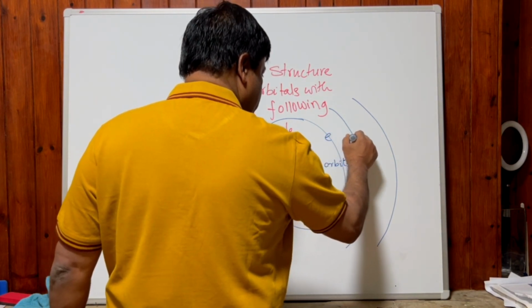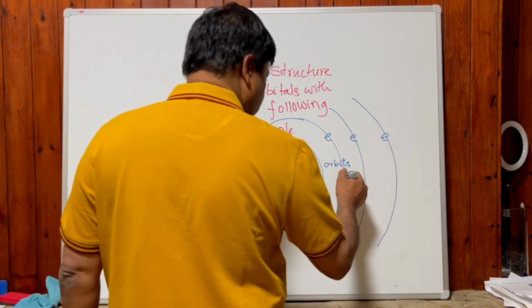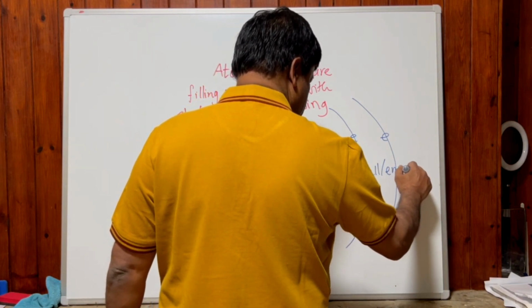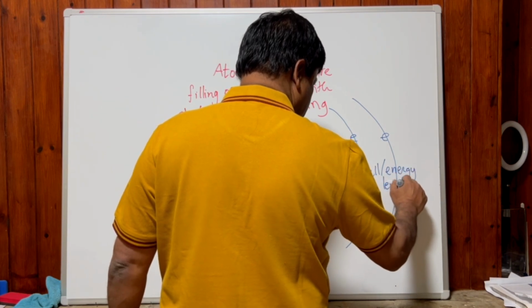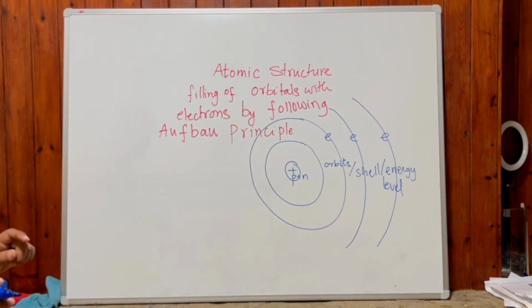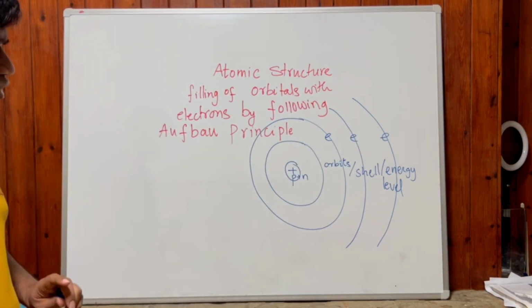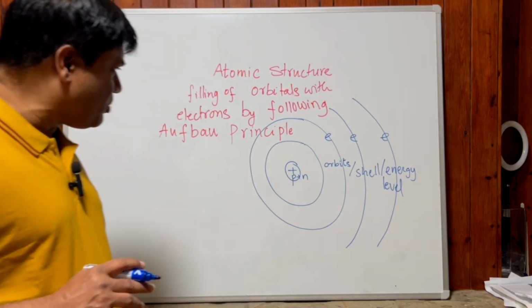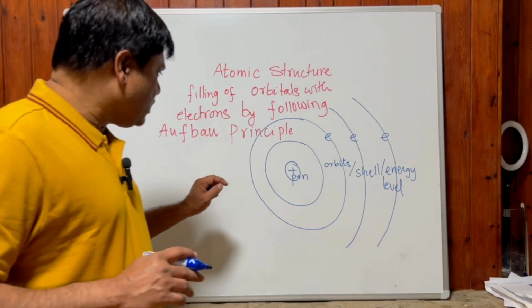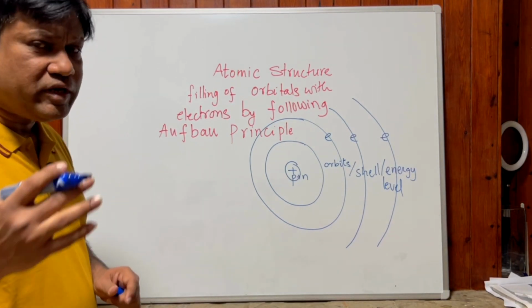These are where the electrons are present. These are the orbits, or shells, or energy levels. You can call them orbits, energy levels, or shells, because the energy of each orbit is fixed, or quantized. I will tell you how to work out the energy of each orbit later on. But today's topic is how to write the electronic configuration of any element present in the periodic table.